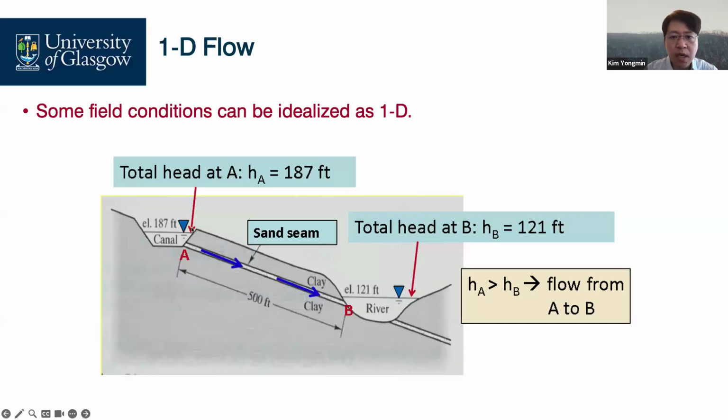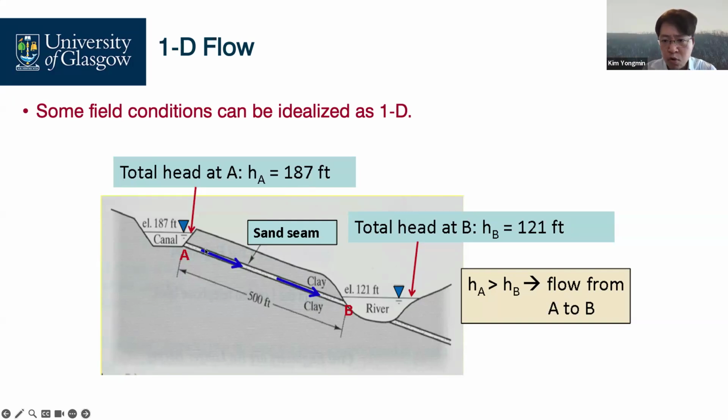So in reality, our seepage problems are mostly associated with three-dimensional conditions, but we need to simplify the complexity in a simple manner. So the field condition sometimes can be idealized as one-dimensional or two-dimensional problems, depending on structure shape and surrounding conditions. Total head at the crest of the slope is around 187 feet. The bottom is 1 to 1. So water will flow from here to here based on Bernoulli's equation.